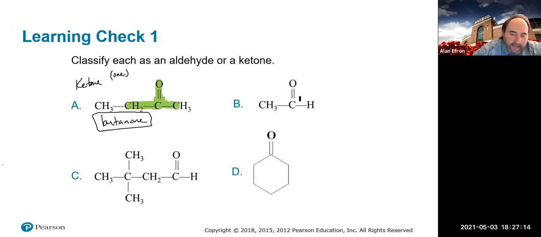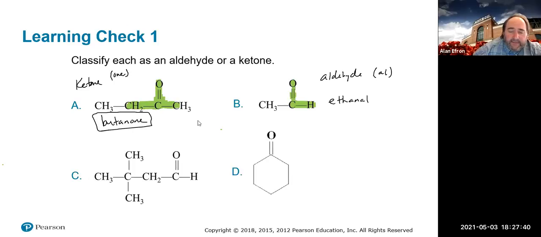Looking at B, this is our aldehyde group right there. So that tells us it's an aldehyde, and it should end in -al there at the end. Counting up the carbons, there are only 2. So based off of ethane, that would be our ethanal in this case.